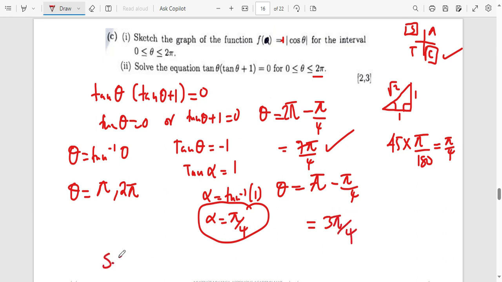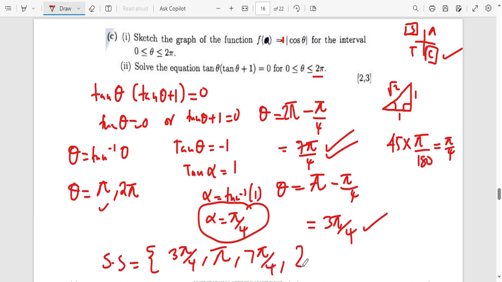Therefore, the solution set to this question: the first angle, which one is the smallest here? We are going to have 3 pi over 4 as the first angle. The other angle here is pi. The other angle, I'm writing them in increasing order, is 7 pi over 4. Then the last one is 2 pi. So these are the solutions to this one. Okay, like that.